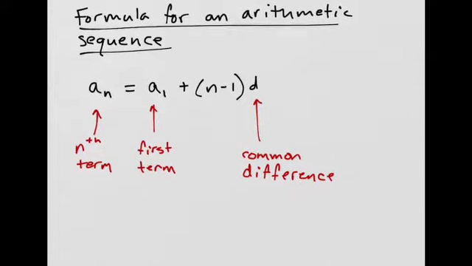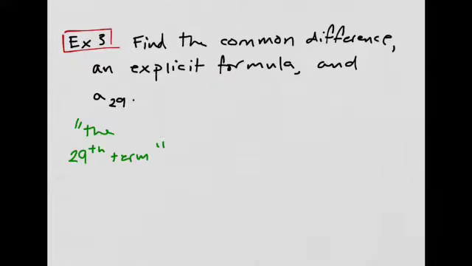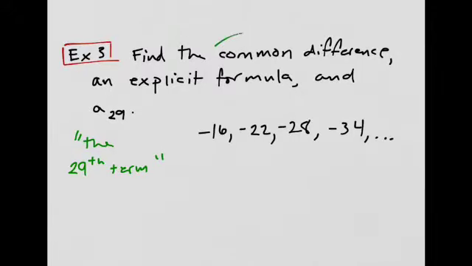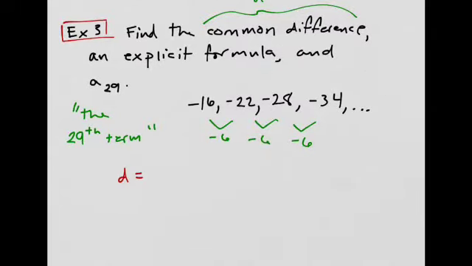So let's take a look at something. Find, and I have to give you the sequence as well. So negative 16, negative 22, negative 28, negative 34. Maybe I'll write that here, this part. That's your d value. The common difference is d. So if I'm subtracting 6, then d equals negative 6.